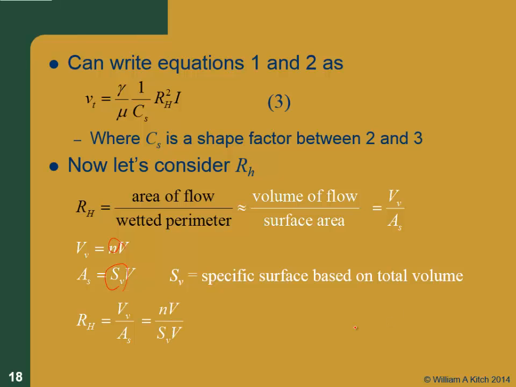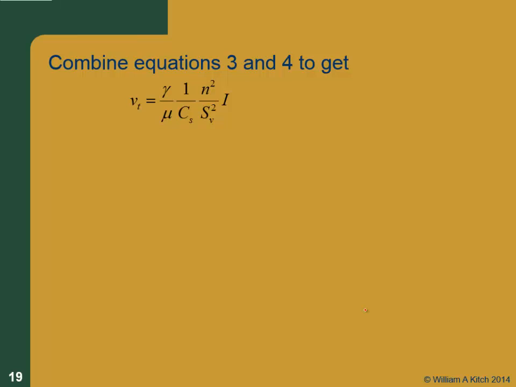Well, and then the volume of the voids is going to be the porosity times the volume. So this is just going to be the porosity divided by the specific surface. So that's equation 4. I'm going to use this as my hydraulic radius. So now I'm going to take this and shove it right back into there. And now I've got this equation for my true velocity. This is still the true velocity.